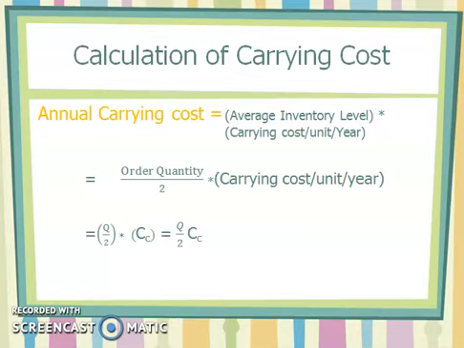Annual carrying cost is equal to average inventory level times carrying cost per unit per year. Average inventory will be calculated by dividing the order quantity, that is EOQ, by 2. When it is multiplied by carrying cost per unit per year, it will give us the total annual carrying cost. So the expression for this is Q, that is EOQ, divided by 2, times CC.